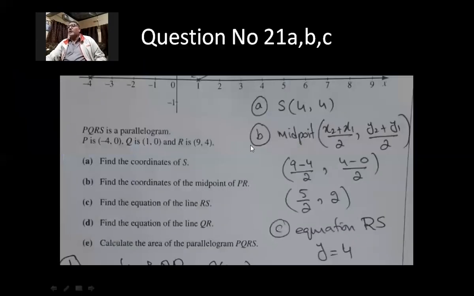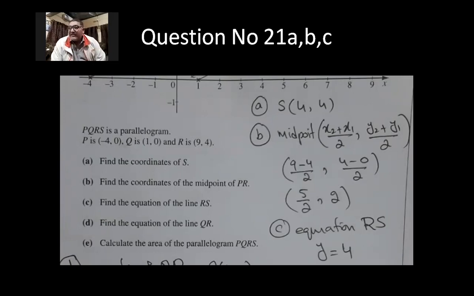Okay, so here we have the coordinates of S are 4, 4. The midpoint will be (x2 plus x1) divided by 2, (y2 plus y1) divided by 2. I know the coordinates of P and R, so it will be 9 plus -4, so 9 minus 4 divided by 2, and 4 minus 0 divided by 2. So it will be 5 divided by 2, 2. The coordinates of the midpoint will be 5 by 2, 2.